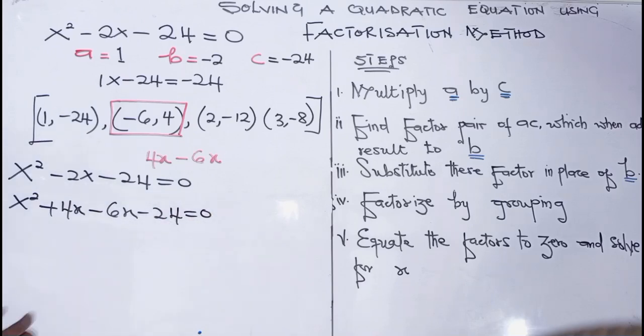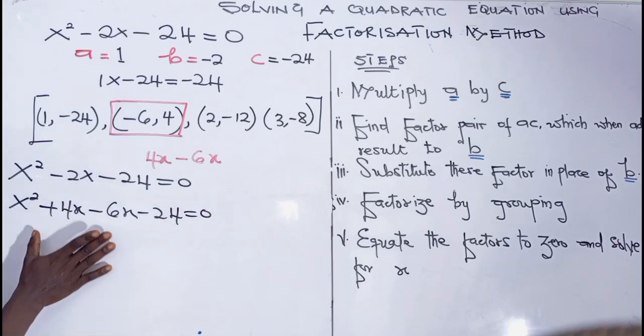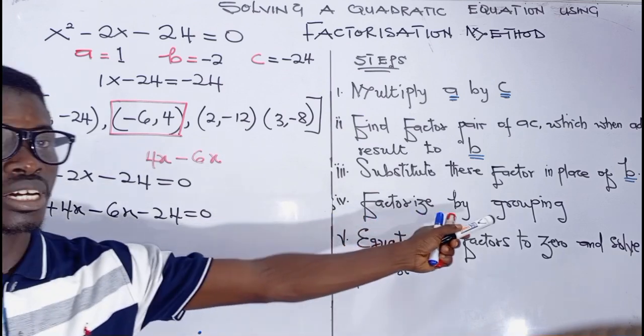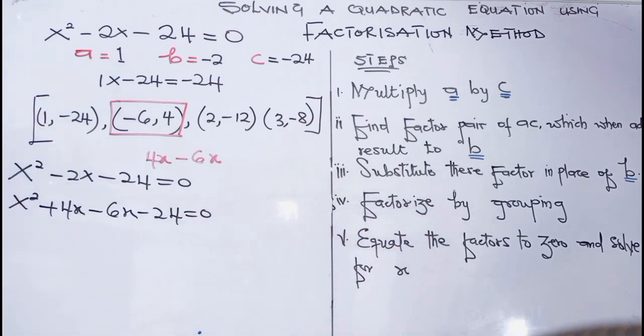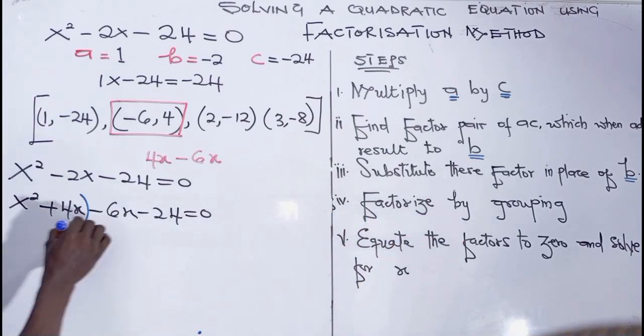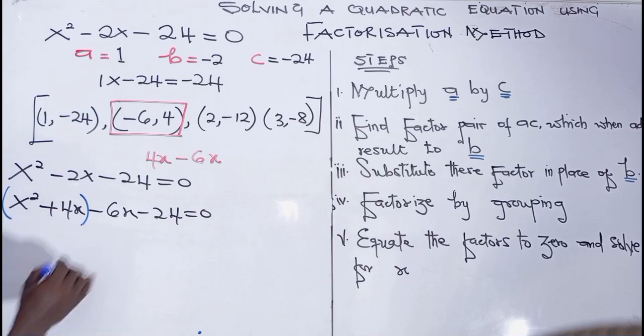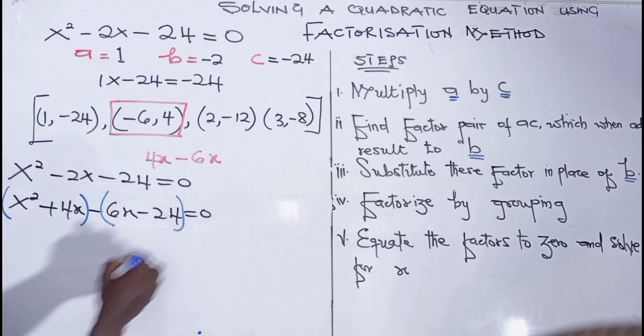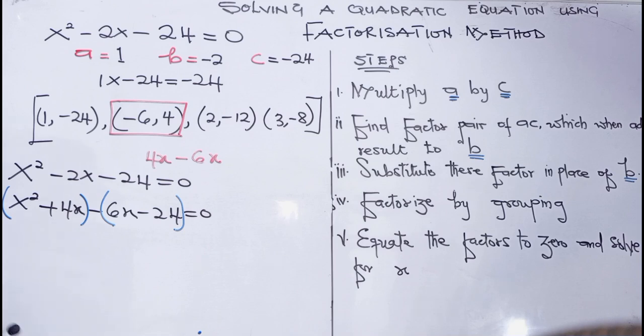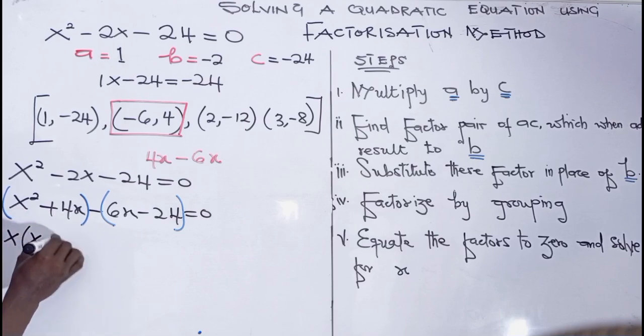Now from here you can see that we are having 4 terms. Now once we have 4 terms, we can factorize what? By grouping. So we are going to group the first 2 terms, which is this and then that. And then we group the next 2 terms, which is this and then that. Now once we have our groupings, we factorize. Now we have x here, we have x here. We can bring one of the x's out. Now one of the x's out, we are left with what? X. Now this x is out, we are left with what? 4.